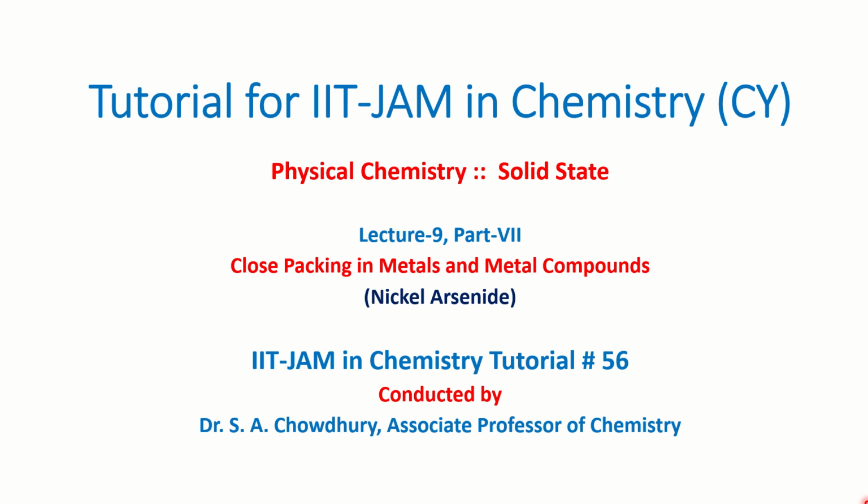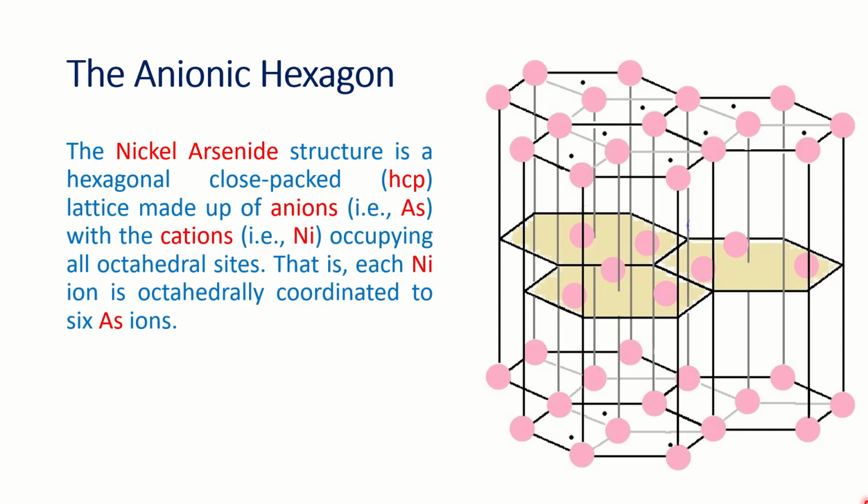As a continuation of the subtopic close packing in metals and metal compounds, in the seventh part of the ninth lecture, our today's metal compound is nickel arsenide. The nickel arsenide crystal is made up of the nickel cations and arsenic anions. Here, nickel is in the +3 oxidation state and arsenic is in the -3 oxidation state. Its crystal structure follows the hexagonal close-packed crystal system.